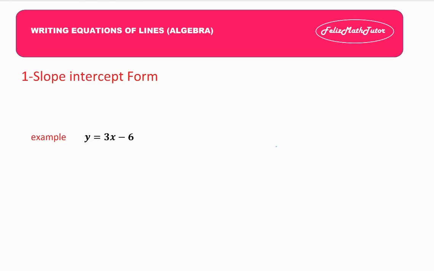When I say slope-intercept form, we think y equals mx plus b. So m here is our slope, and the point (0, b) is our y-intercept. This is why we call it slope-intercept form, because we can easily see the slope and y-intercept from this equation. So let me show one example so we can understand what we are talking about.